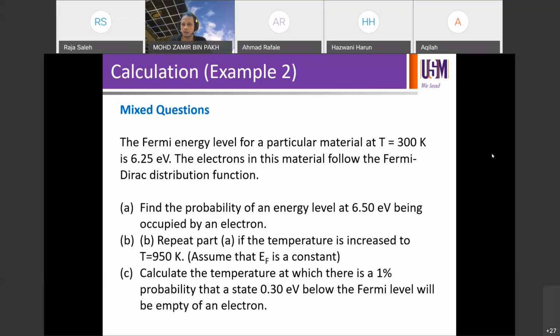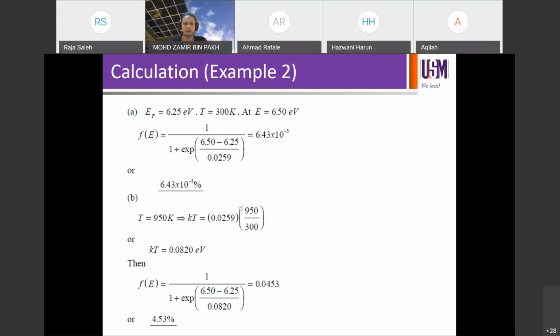Okay, so if you guys attempted the questions, easy, right? The first question, okay. Very straightforward, right? Just plug the values into the equation, just like what's shown on the slide now.